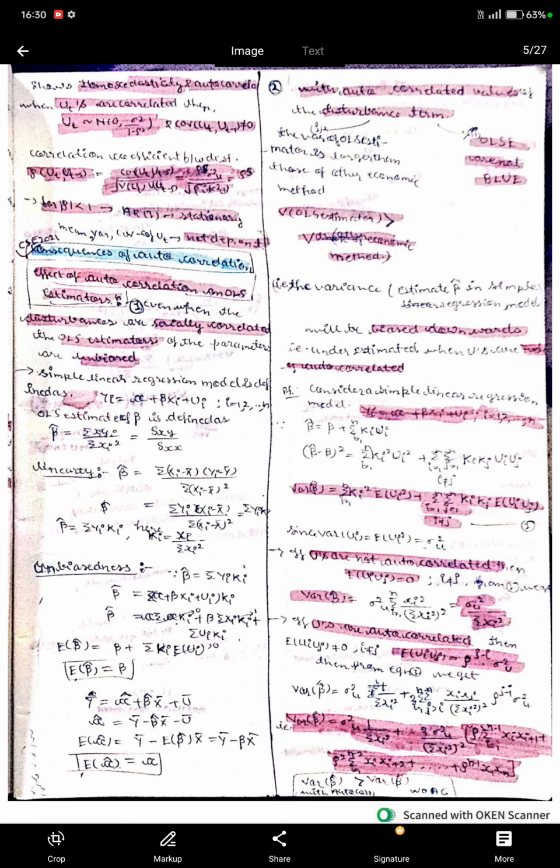Consequences of autocorrelation: the effect of autocorrelation on OLS estimators. First, even when the disturbances are serially correlated, the OLS estimators of the parameters are unbiased. The simple linear regression model is defined as y_i equals alpha plus beta x_i plus u_i, i takes values 1, 2 and so on n. The OLS estimate of beta is beta cap equals S_xy upon S_xx. Linearity: beta cap equals summation y_i k_i, where k_i equals small x_i upon summation small x_i squared.